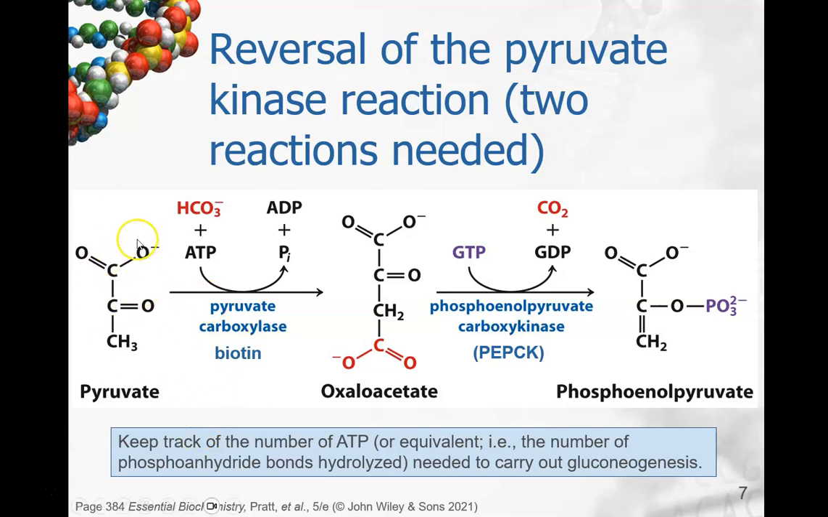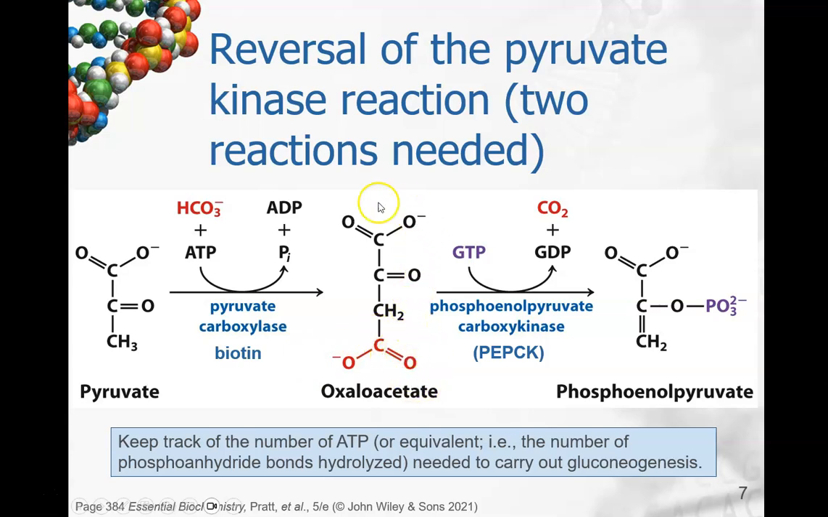First, pyruvate is converted to OAA, and the enzyme here is pyruvate carboxylase. Carboxylase will take a bicarbonate and add a carboxylate group. If you add a carboxylate group to pyruvate, you get OAA. Biotin is the B vitamin that you need because biotin is a carrier of bicarbonate. This is an uphill reaction, so you're going to need ATP. Again, remember to multiply everything by 2.